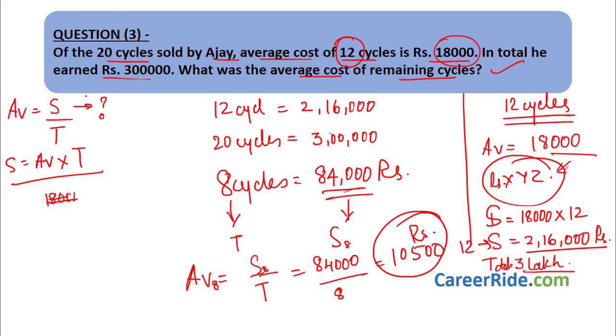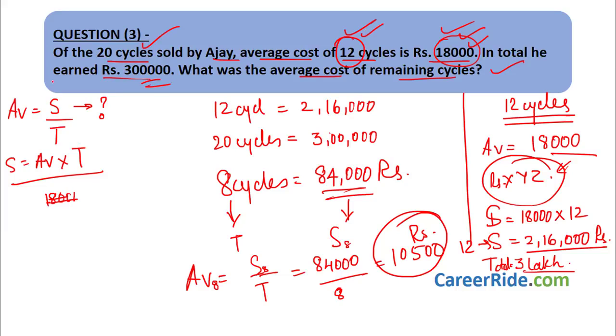Now what happens is that Ajay has 20 cycles. Out of that, he first sells 12 cycles and gets some money. When he calculates, he realizes that on average, for each of these 12 cycles, he has received 18,000 rupees. He might have sold one cycle for say 20,000, another for say 11,000 only. But when you calculate the average, it comes out to be 18,000 for these 12 cycles. Then Ajay also sells the remaining 8 cycles, and in total Ajay earns 3 lakh rupees.